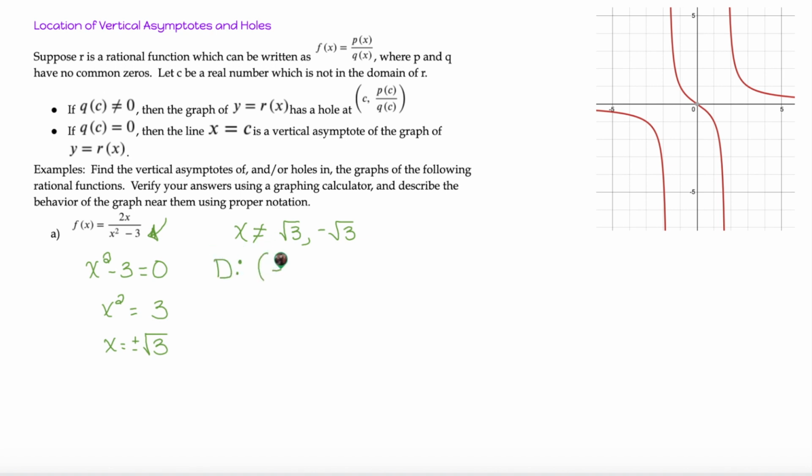Our domain is going to be from negative infinity to negative square root 3, parenthesis, because if we did include the square root of negative 3, we would have a 0 in the denominator, and we can't have that. Then we'll go from negative square root 3, our next value would be positive square root 3. We need to skip square root 3 and then continue to infinity.